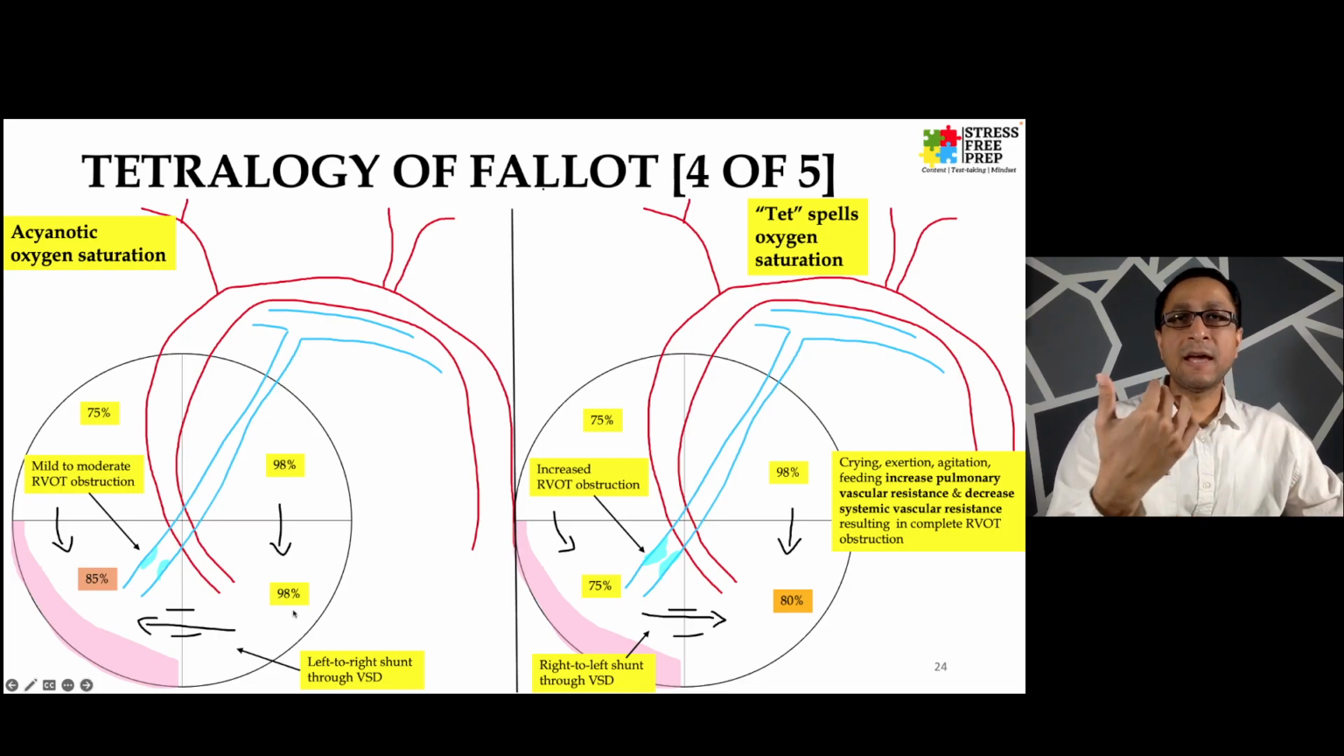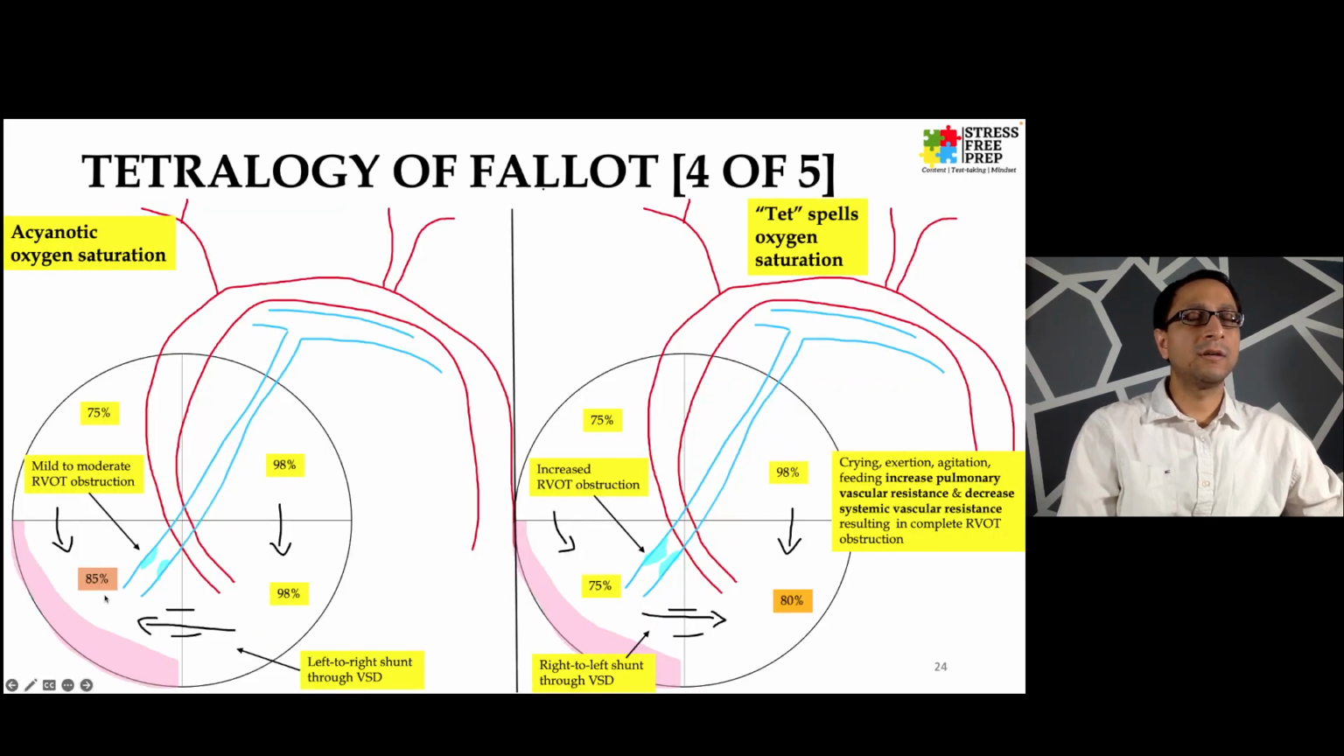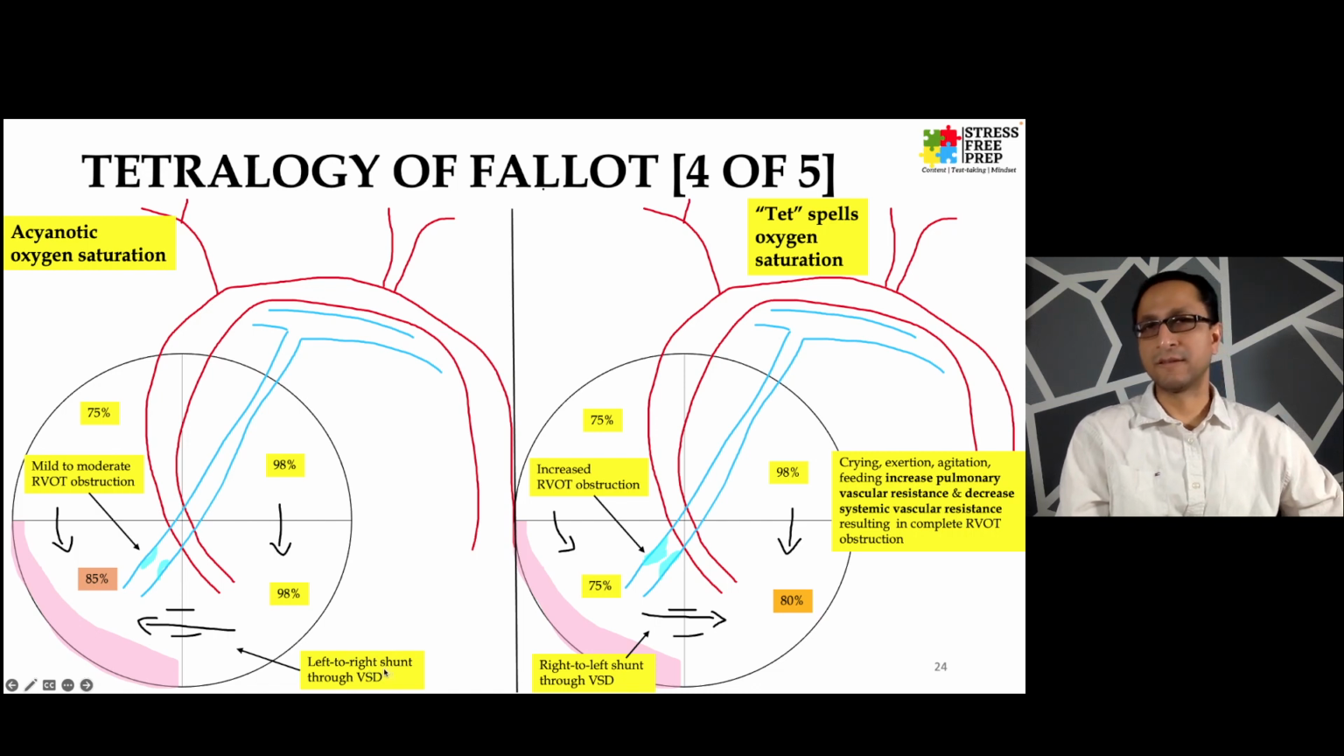But now the thing is, we have a VSD in TOF, right? So that oxygenated blood from there goes back into the right side, and that's why the saturation is a lot higher on this side now, right? Because normally, if 75% saturated blood is coming in, that same saturation should be seen in this case. But now we have a step up. There's a step up of oxygenation because of this VSD, right? So currently in a mild to moderate obstruction, the patient, let's say, doesn't have any symptoms. This is a left to right shunt through the VSD.